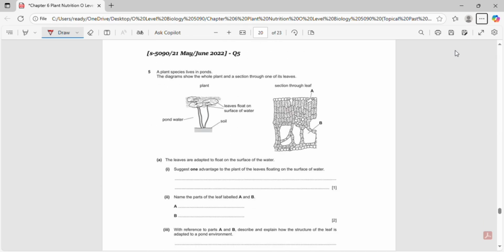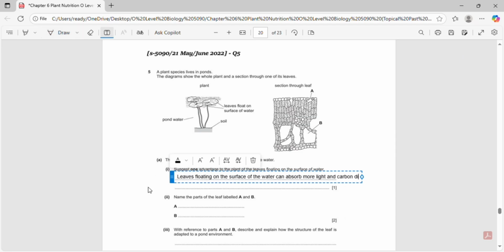Alright, then we have another theory-based question. The question says, a plant species lives in ponds. The diagrams show the whole plant and a section through one of its leaves. So here, you can see the diagram. The plant has leaves that float on the surface of the water, and there's also a cross-section of the leaf shown. Then it further says, the leaves are adapted to float on the surface of the water. Suggest one advantage to the plant of the leaves floating on the surface of water. So for this, we'll write, leaves floating on the surface of the water can absorb more light and carbon dioxide from the air, which are needed for photosynthesis.